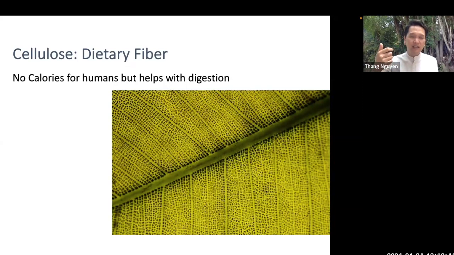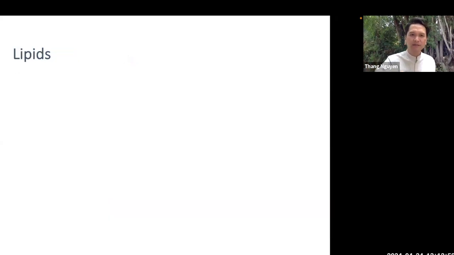They are in the bark, the wood, the trunk of a tree. They are like cotton, right? So they're things you think of that humans cannot eat, but they are still carbohydrates. All right. So let's move on to our second type of molecules known as lipids.